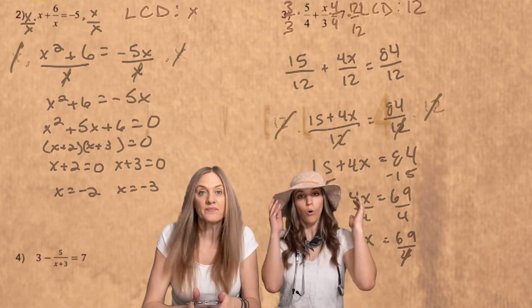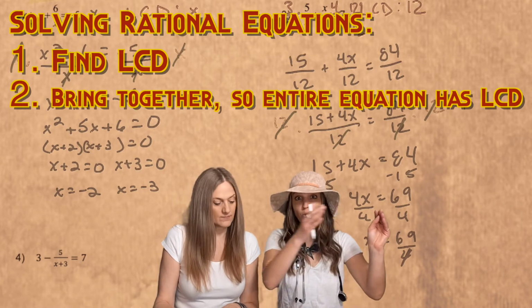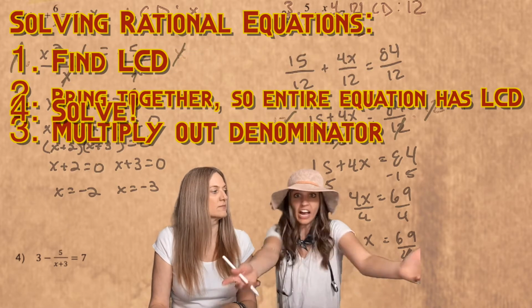Level 4. Good job, Heather. Whew. Okay, so we're seeing a rhythm with these problems. First, we find the least common denominator. Then we multiply through to get that least common denominator across the entire equation, multiply it out, and solve.